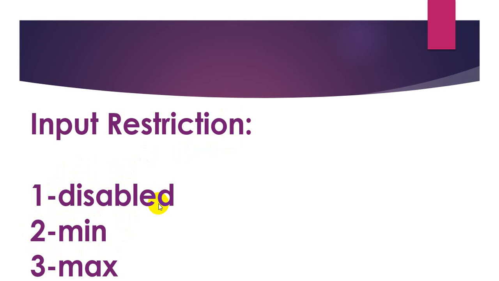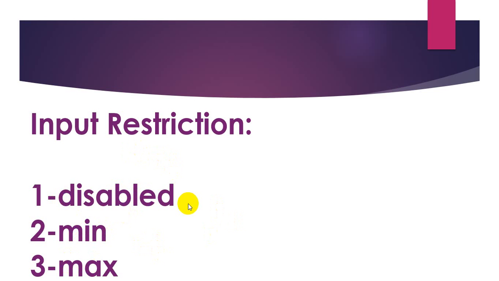So first we have to create a simple form. In that form we will create a text box that is disabled, and I will show you how to use the disabled attribute, the disabled restriction. Then we will see what a minimum is, and after that what a maximum is. Okay, so let's start our coding.